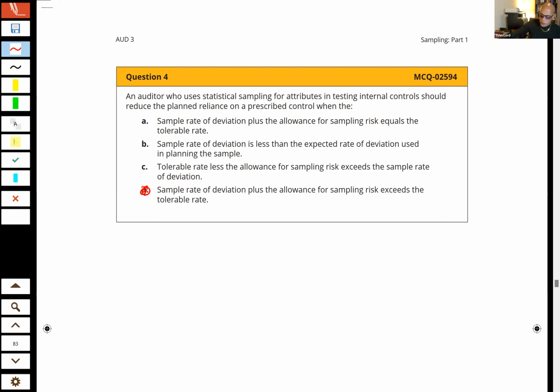They say an auditor uses statistical sampling for attribute testing, test controls, should reduce the planned reliance on the prescribed control. Now, before we look at the choices, when would you decide not to rely on a control? Just purely from a theoretical standpoint, from a language standpoint, you would do that if the upper deviation rate was greater than the tolerable rate.